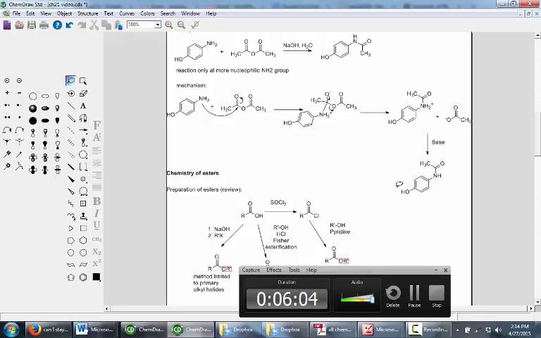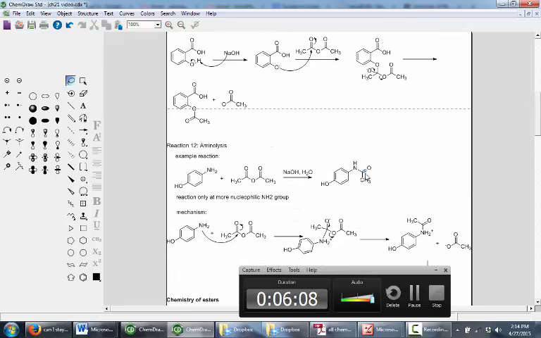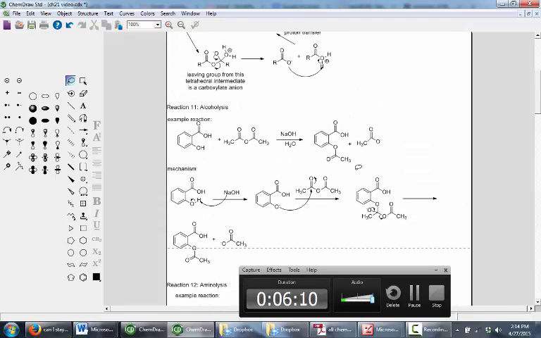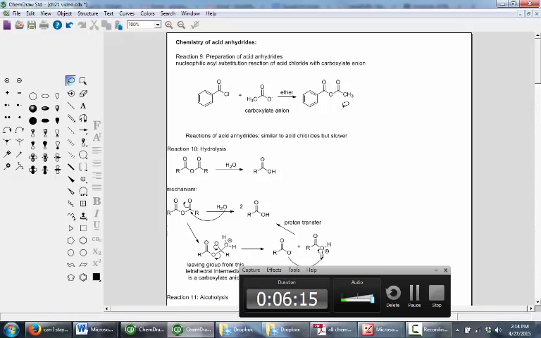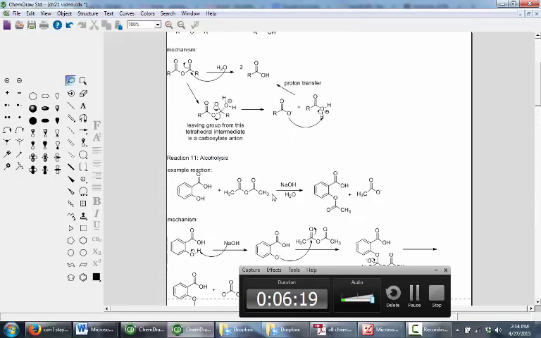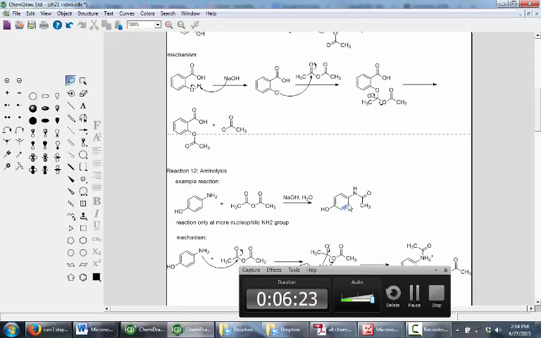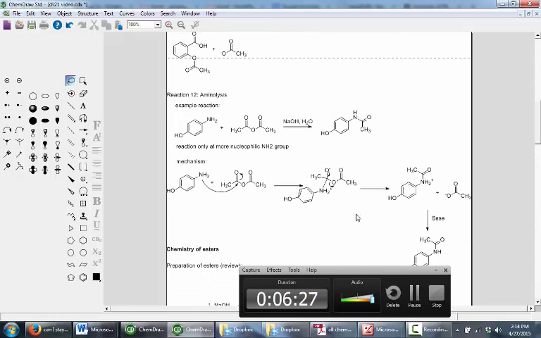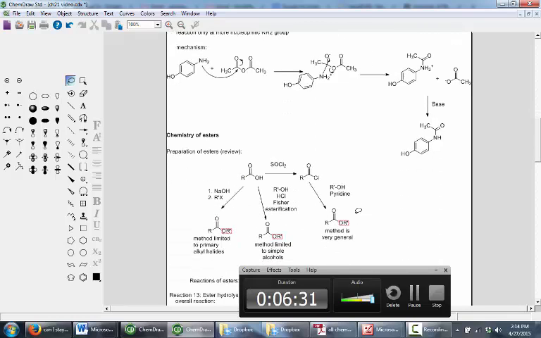So again, just to review on the anhydride reactions, I make anhydrides by reacting a carboxylate with an acid chloride. This is how I make the anhydrides. I can react those anhydrides either with a hydrolysis, alcoholysis, or aminolysis reaction to form carboxylic acids or esters or amides. We're going to move on now to talk about the chemistry of esters.